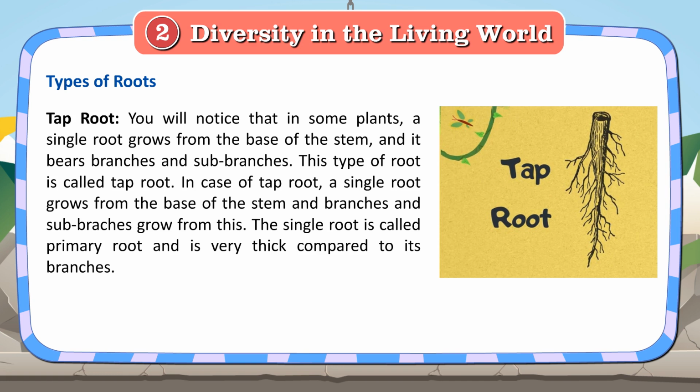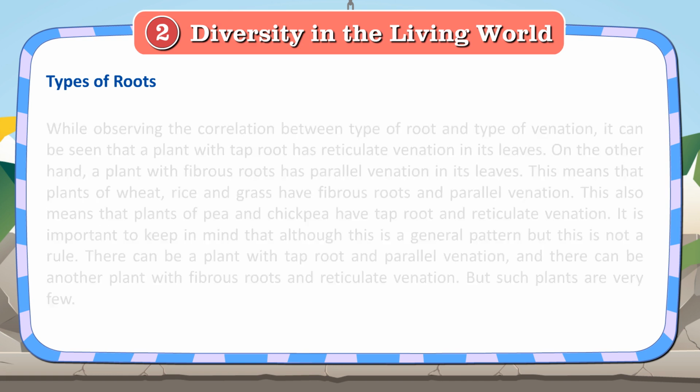Taproot. You will notice that in some plants a single root grows from the base of the stem and it bears branches and sub-branches. This type of root is called taproot. In the case of taproot, a single root grows from the base of the stem and branches and sub-branches grow from this. The single root is called the primary root and is very thick compared to its branches.